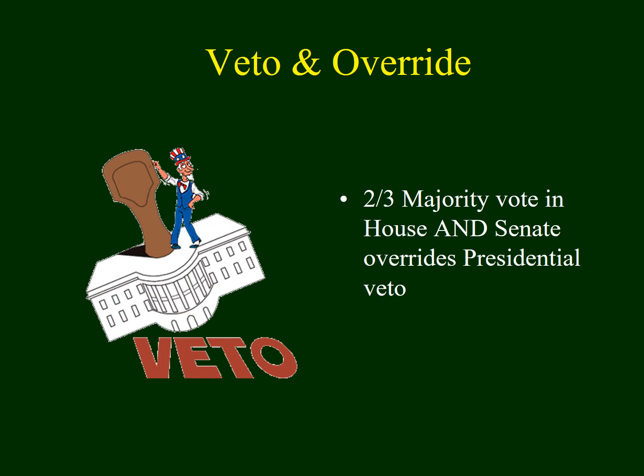So the president does have the authority to veto legislation. However, if the House and the Senate really want to pass it, they can vote on it again. And if at least 2/3 of the members of the House and 2/3 of the members of the Senate vote to approve, that bill can become a law even without the president's approval. That's called a veto override.